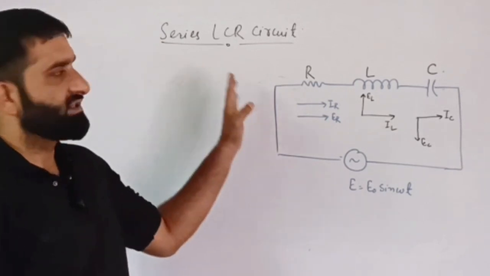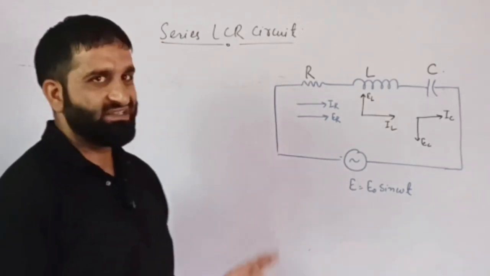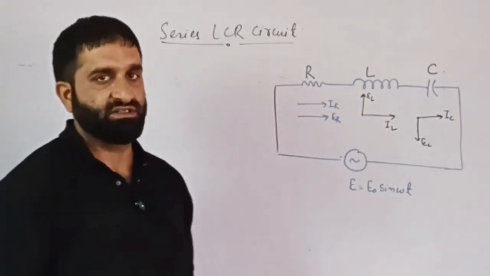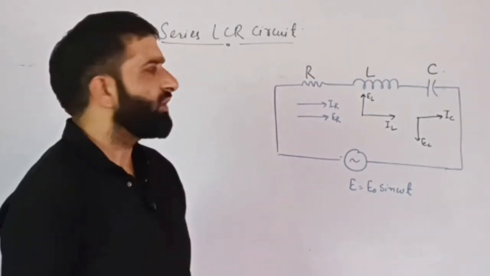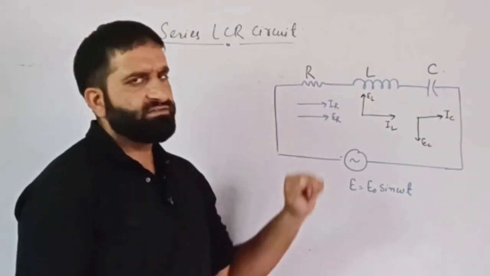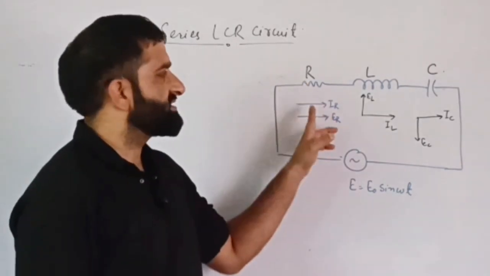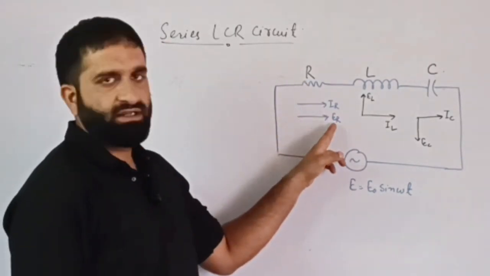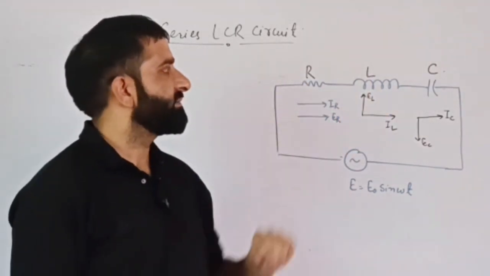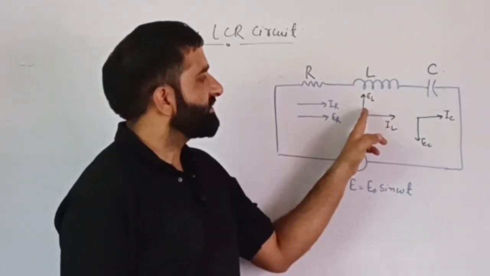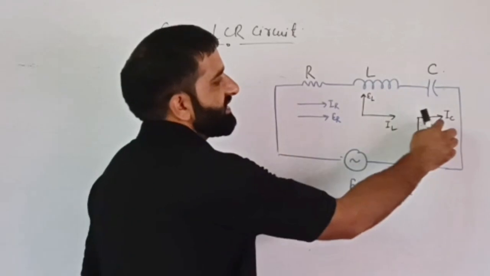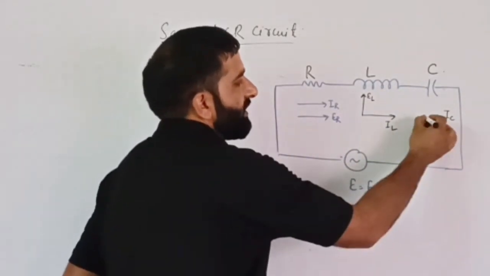In a series LCR circuit, as the name suggests, we have a series connection of resistance, inductance, and capacitance connected to an AC source of EMF E equal to E0 sine omega t. Now, we know that the phase difference of the current and the EMF in resistance is 0. That is depicted by ER in the same direction as IR. In the inductor, the current lags behind the voltage by a phase angle of 90 degrees, and in the capacitor, current leads the voltage by a phase angle of 90 degrees.